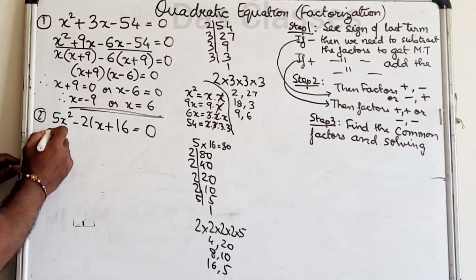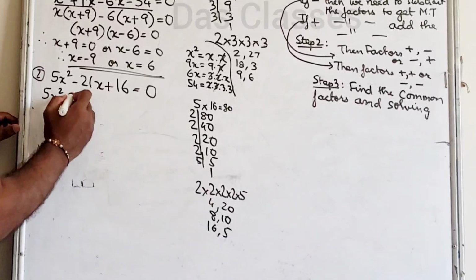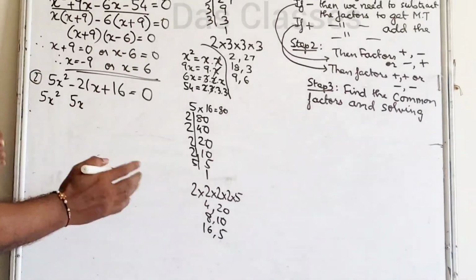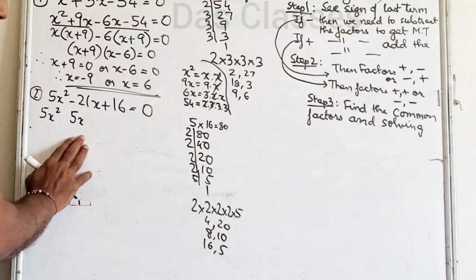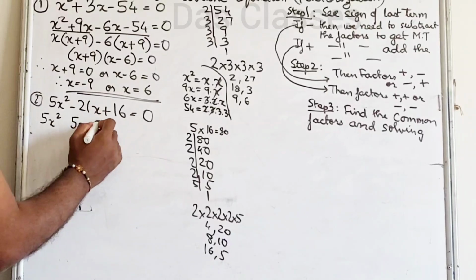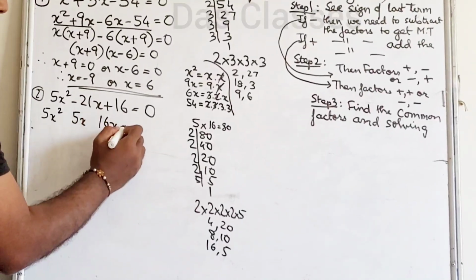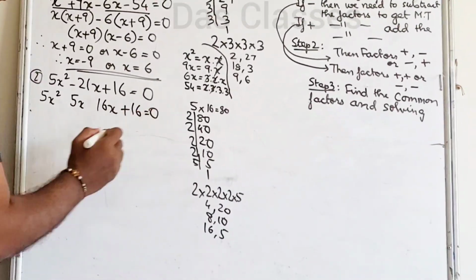So what we'll do is 5x square. Let's write down the 5 first. It doesn't matter in what order you write. You write 5 first, 16 later, or anyhow you can do it. 5x square 16x plus 16 is equal to 0.